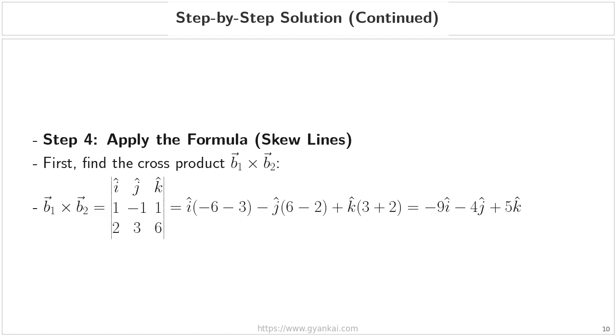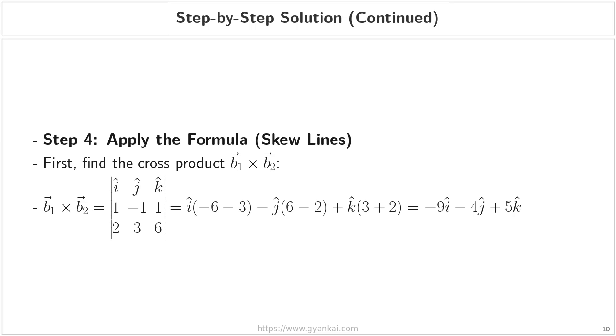Step-by-step solution, continued. Now that we have identified our lines as skew and calculated our connecting vector, let's move into step 4, where we actually apply the formula for skew lines. First, we need to find the cross product of our two direction vectors, b1 cross b2.